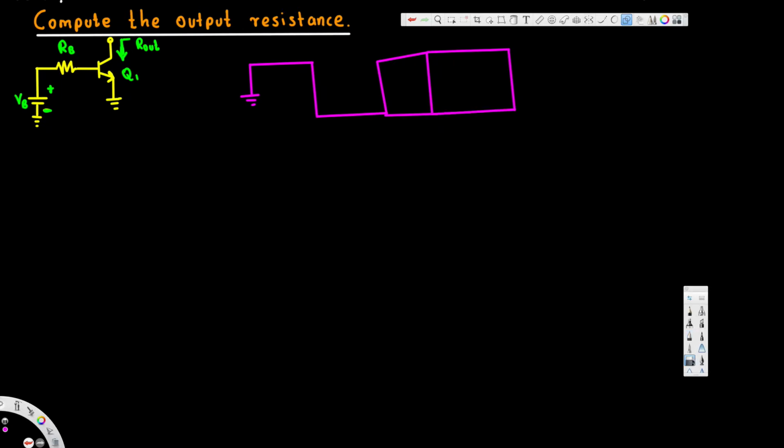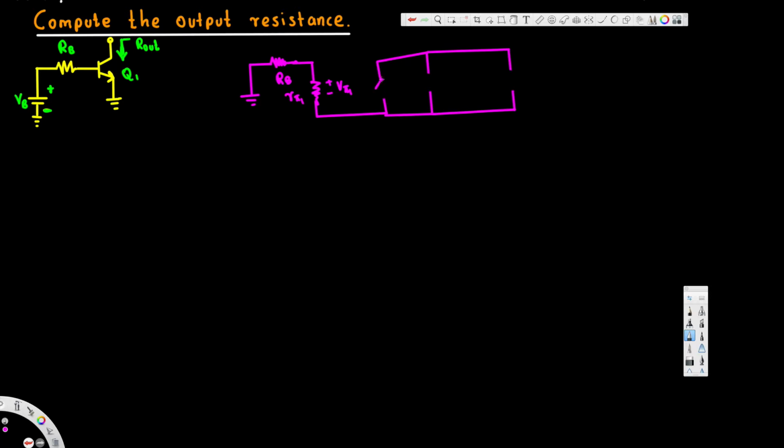Now let's continue. Here we will have a resistance and another resistance right here, a current source, a resistance, and a voltage source. Here the resistance will be RB, and here we are going to have another resistance, that is Rπ1, and the voltage across the resistance is going to be Vπ1.